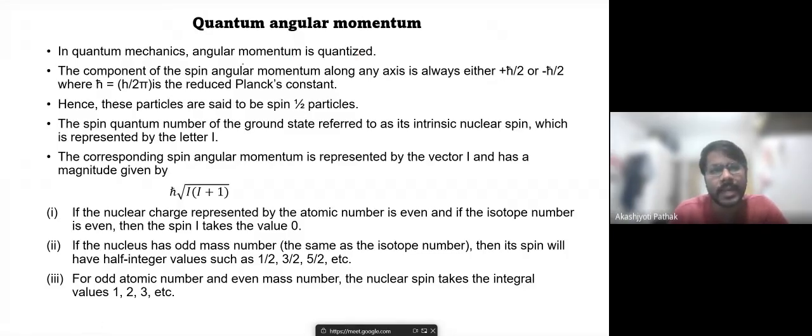So in quantum mechanics, angular momentum is quantized. What do you mean by quantized? It means that it can take only certain discrete values. It cannot take any values. So the component of spin angular momentum along any axis is always either plus h bar by 2 or minus h bar by 2, where h bar is equal to h by 2 pi, and this is the reduced Planck's constant. Hence, these particles are said to be spin half particles.